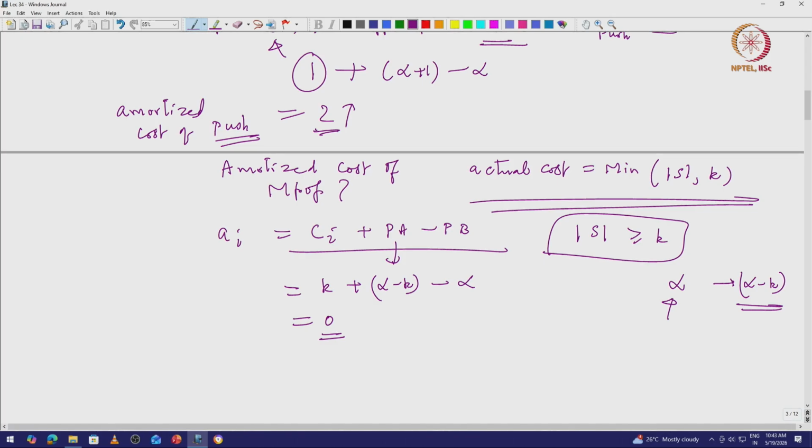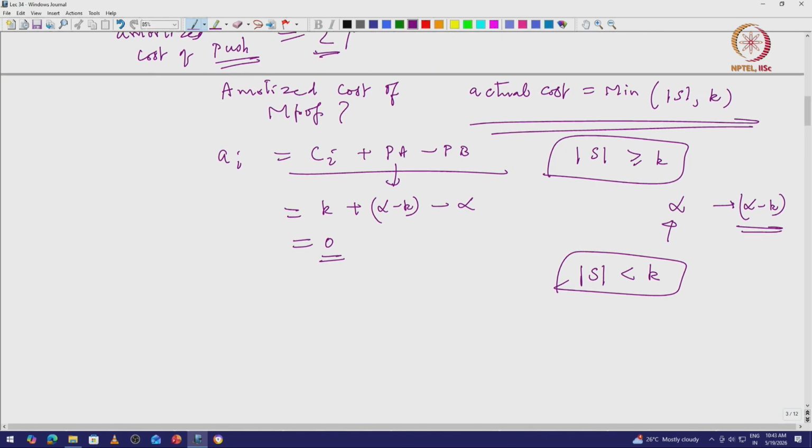What about the case when cardinality of S is less than k? If cardinality of S is less than k, the actual cost is cardinality of S, because the minimum of these two is the actual cost. What is the potential before and potential after? You have been asked to throw k elements out, but you do not have k elements, you have fewer than k elements. So it will make the stack empty, therefore potential after is 0.